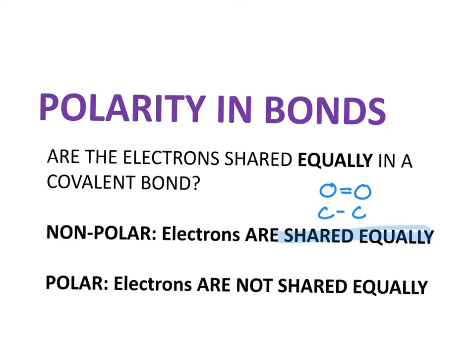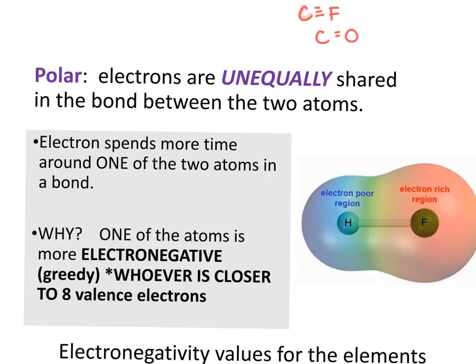Polar bonds, however, are when they are not shared equally. And this is where I see that difference in those values. So an example of this could be a carbon and a fluorine, or even a carbon and an oxygen. In this case, it's where the electrons hang out towards the element that has the most valence electrons. My polar ones are my unequally shared ones. So as kind of stated before, this is where I have an electron-rich region versus an electron-poor one, and it's between those electronegativity values that we can tell.